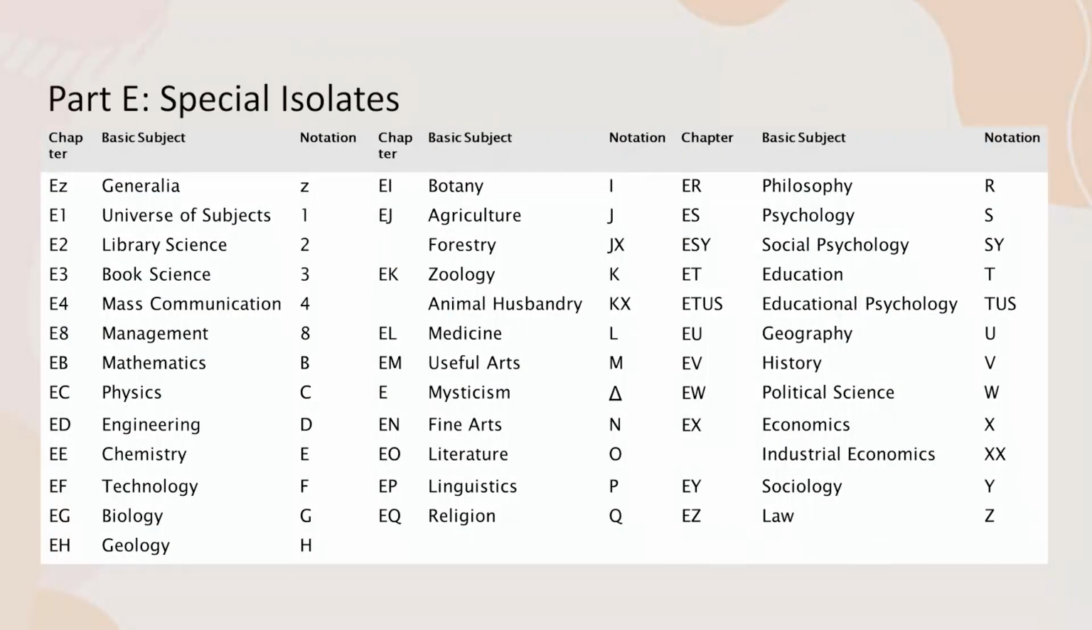Part E solely covers special isolates under different basic subjects. Here we present the chapters under which a particular basic subject comes with their notation, and in some cases we see that adjunct subjects are also given, such as in zoology in the chapter EK, and its adjunct subject is animal husbandry with the same chapter.